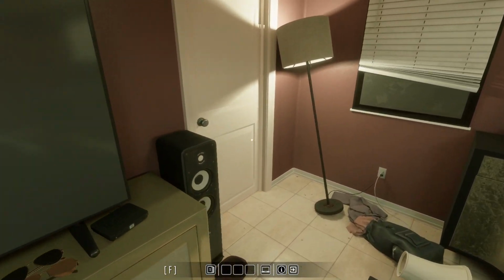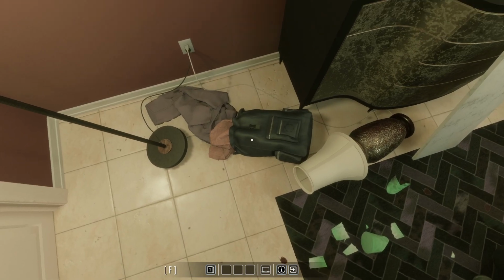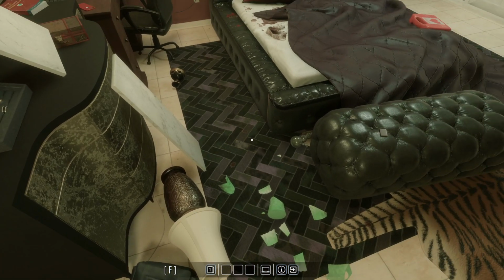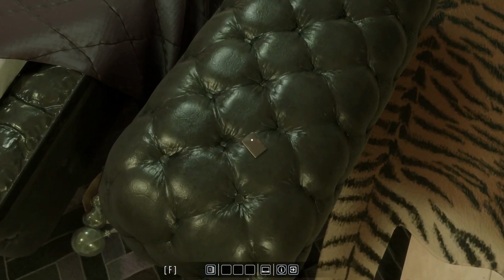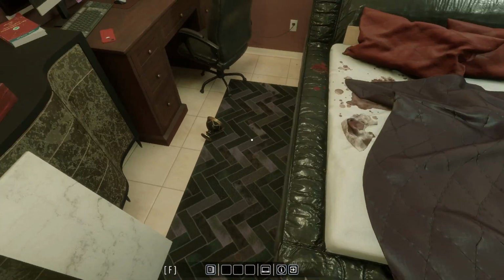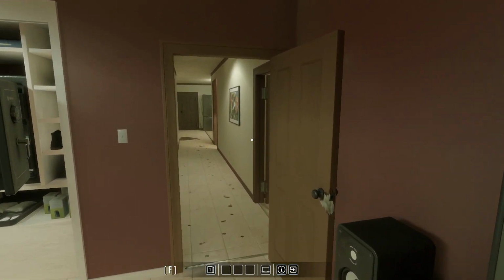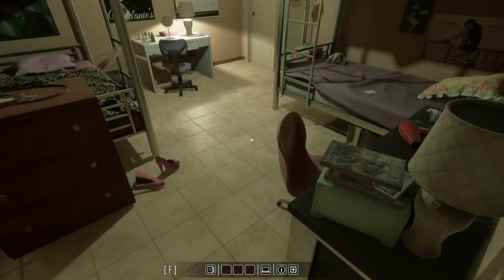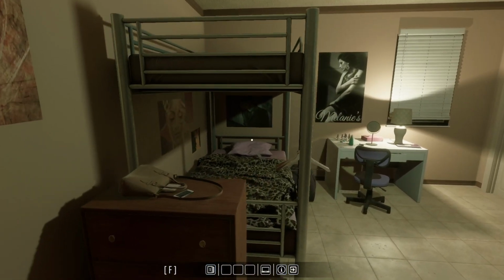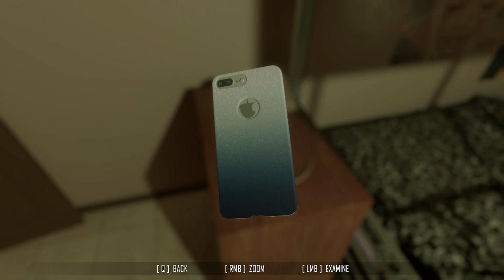So let's continue. Can I open this? It's inaccessible. There's a backpack. I'll rummage around. Another one. So we have another cell phone.